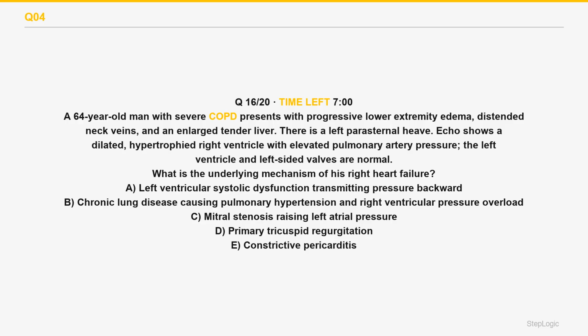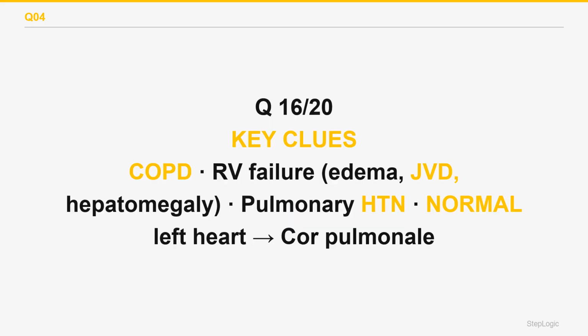Read the command. Mechanism of right heart failure. Severe COPD, right-sided failure signs. Edema, JVD, hepatomegaly, RV hypertrophy, pulmonary hypertension, normal left heart, cor pulmonale. Cor pulmonale is right heart failure caused by a primary disease of the lungs, not by left heart disease.